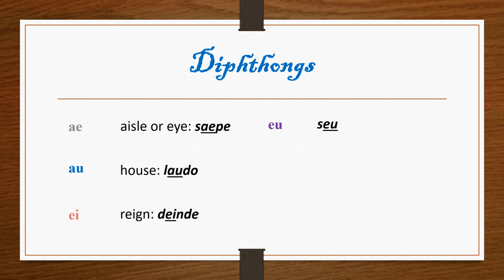Next, we have oe in the word proelium, that means fight, like the English word oil. And finally, ui, like fluid. For instance, it's fuit, that is the third person singular perfect tense of the verb sum, which means he, she, or it was or has been. The most significant ones are the ae, au, and oe.